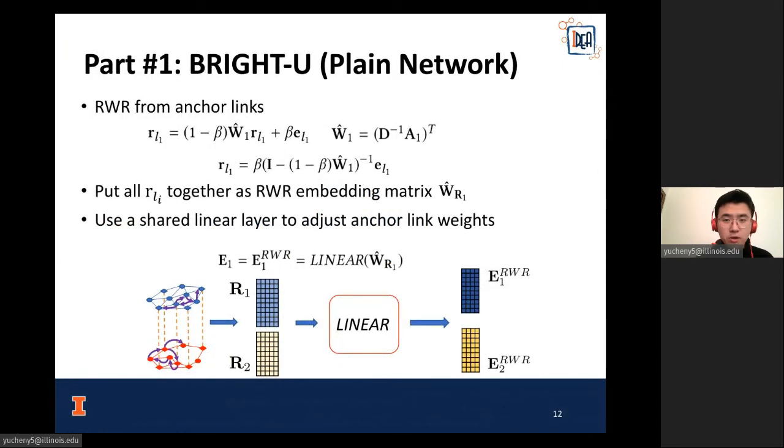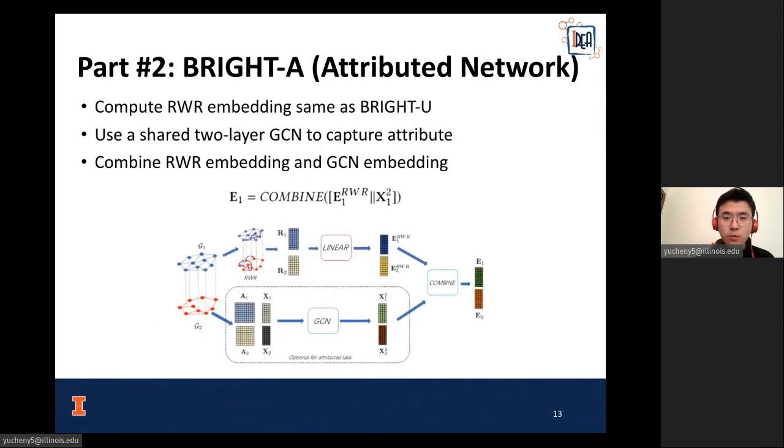We have a Bright-U model for plain network alignment. First, we use the RWR from anchor links to build the RWR embedding matrix, and then we use a shared linear layer to adjust the anchor link weights. Second, if these two networks have attributes, we use another model, Bright-A. Based on the Bright-U model, Bright-A uses a shared two-layer GCN to capture the attributes, and at last it combines the RWR embedding and the GCN embedding together to get the final embeddings.